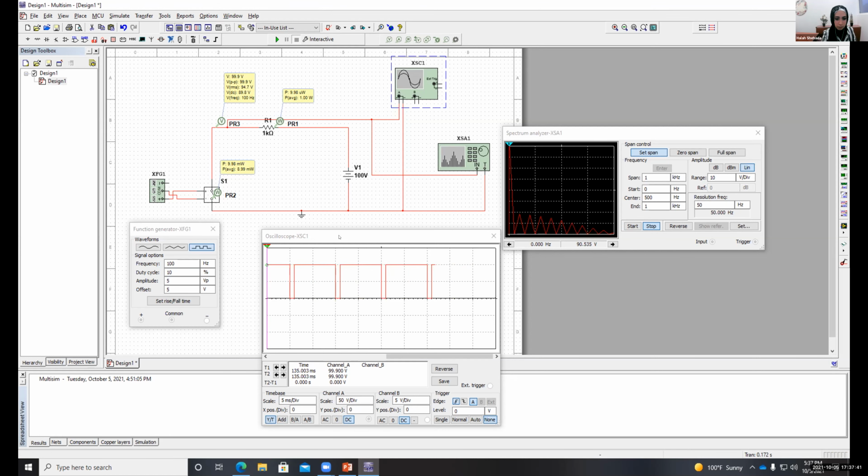As you can see in the time domain, 10% of the time the switch was closed, the switch was off, and 90% of the time the switch was on.